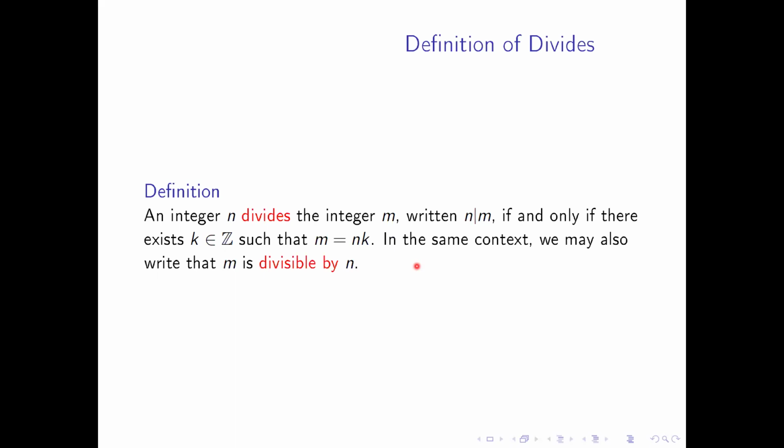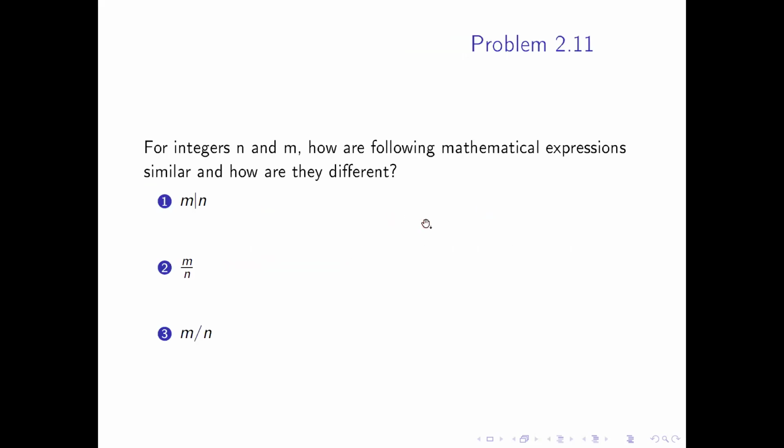Instead, we have something like this: n divides m if there is an integer k such that m equals n times k. And we write it with a bar between them. We also consider that m is divisible by n, but we usually just say that n divides m. So we say what divides it is the more common terminology. So let's just practice a little bit of the notation.